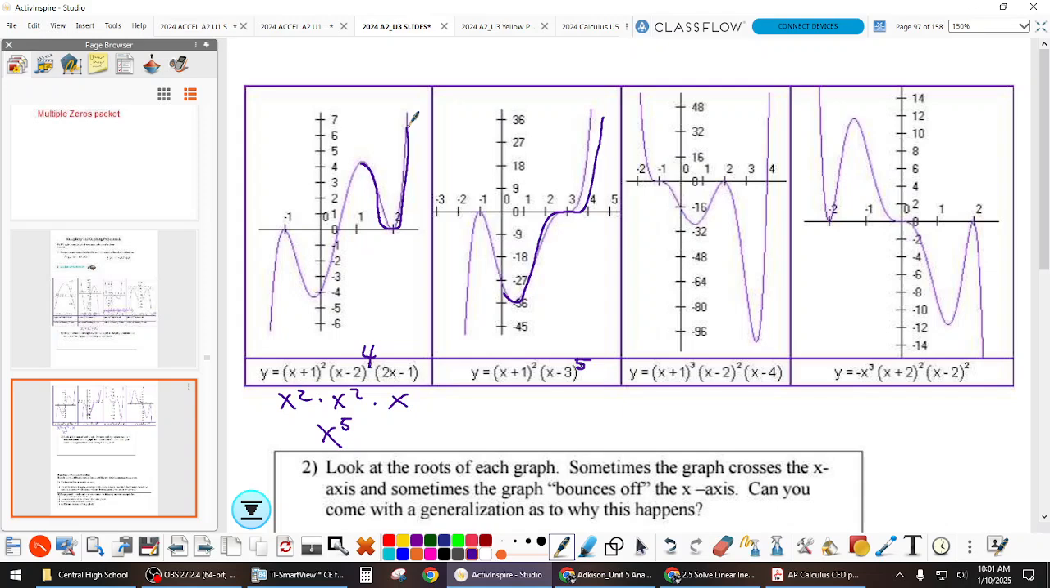Why are we doing this again? Like, what is it going to help us do? Say it again. Graph more accurately. Because now not only do we know the zeros, but we know how the graph looks as it passes through them or bounces off. Any questions on multiplicity?